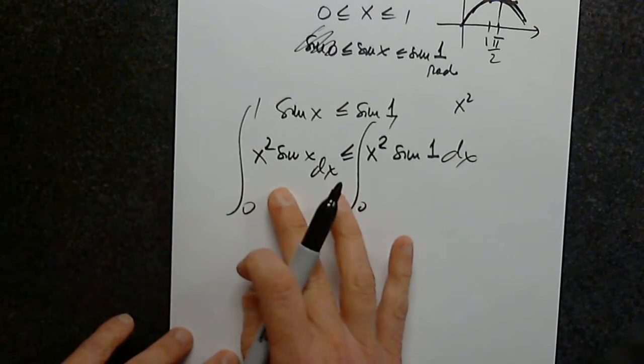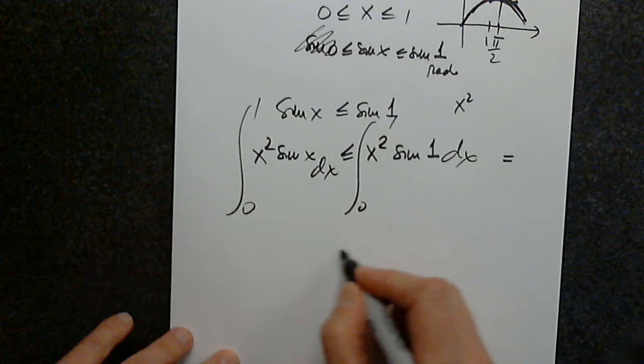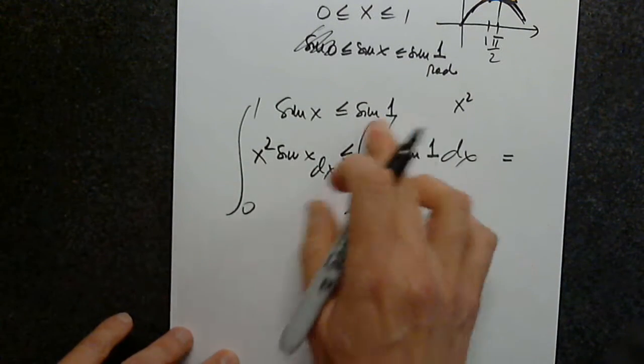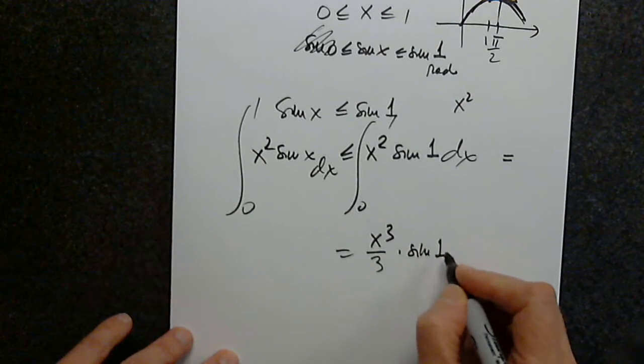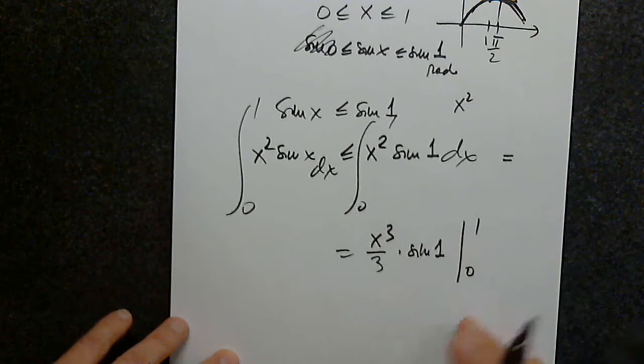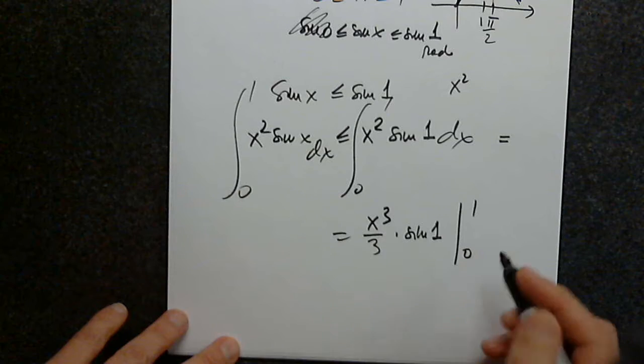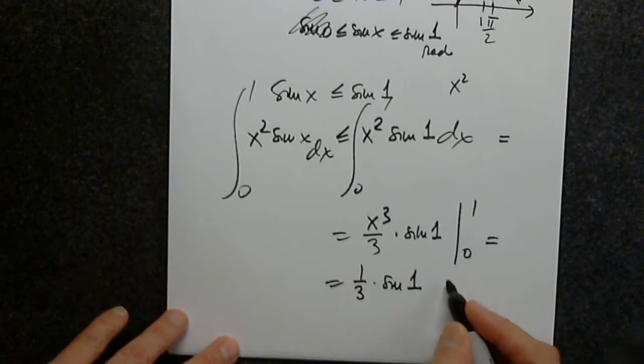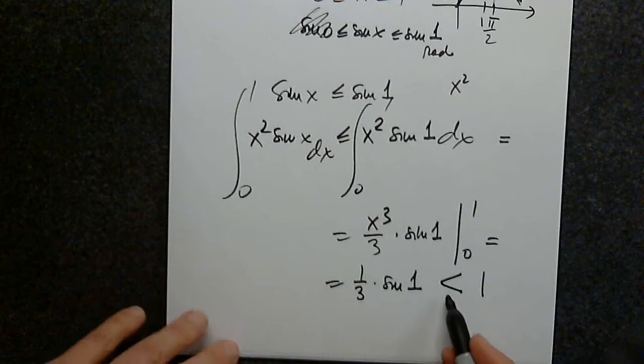There's nothing I can do here. I can simplify that, and I have x to the third over 3. And this is a constant that goes in front. Sine 1, no one wants to touch. It's a number. From 0 to 1, I only plug in 1, and I get 1/3 times sine 1 radian. And this is guaranteed to be less than or equal to 1.